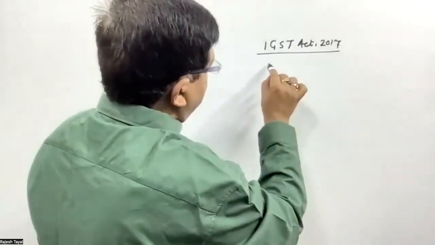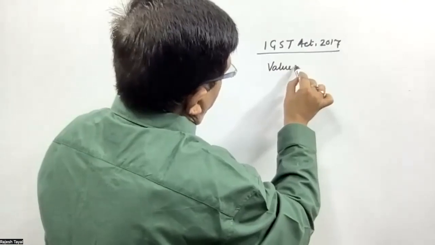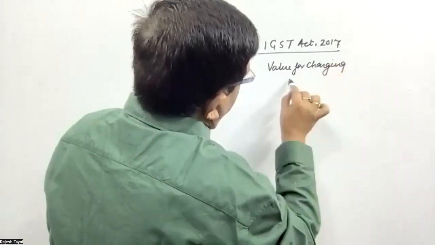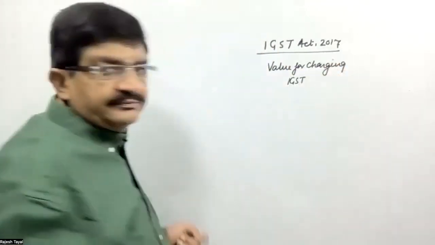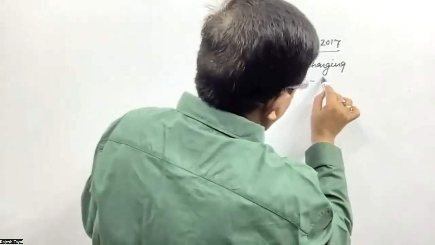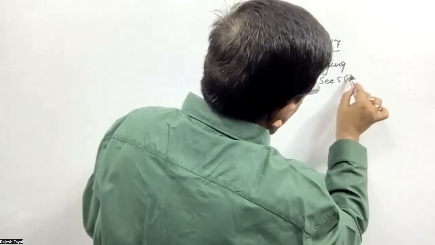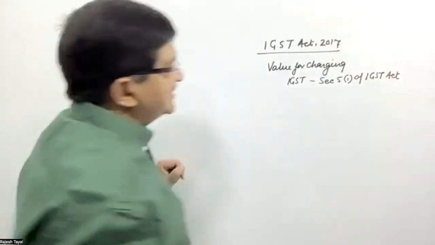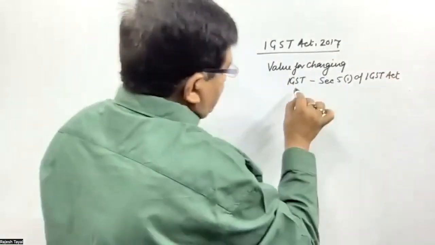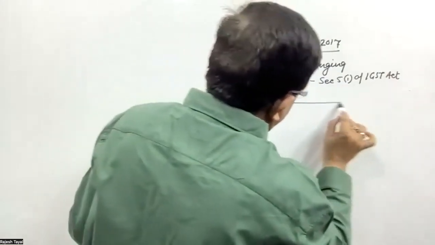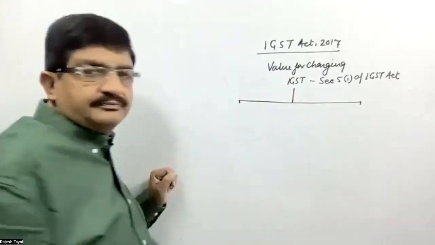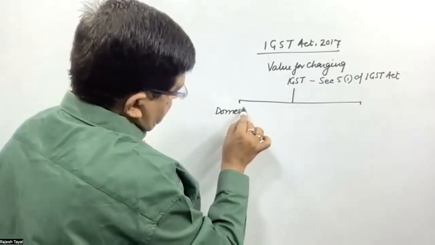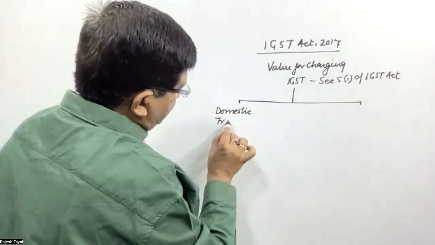So this is value for charging IGST. This is section 5 subsection 1 of IGST Act. Divide this in two parts. This is domestic transaction.